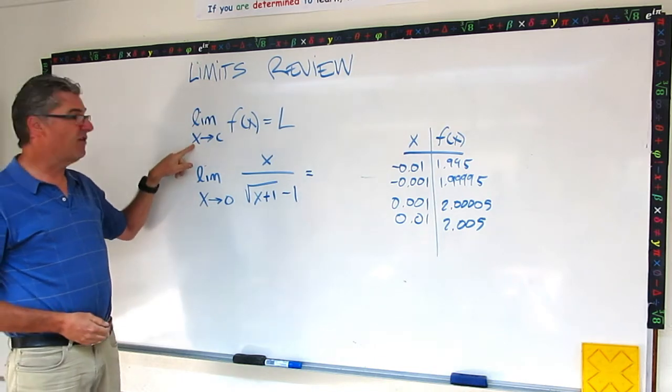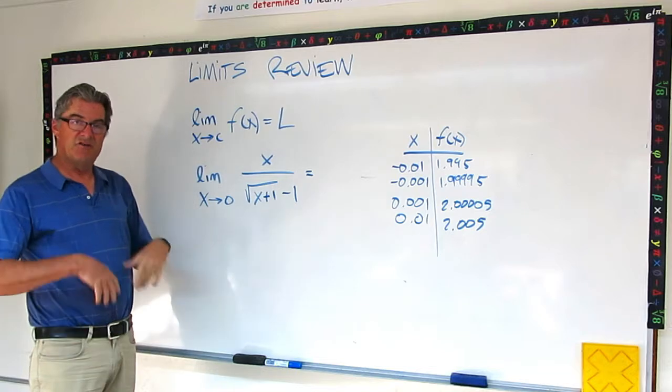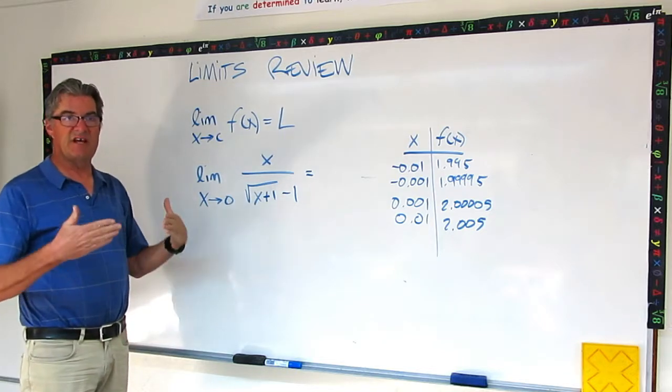X is your x in your function. C is some constant that you're trying to approach with your function. And you're trying to see if that function actually has a limit.